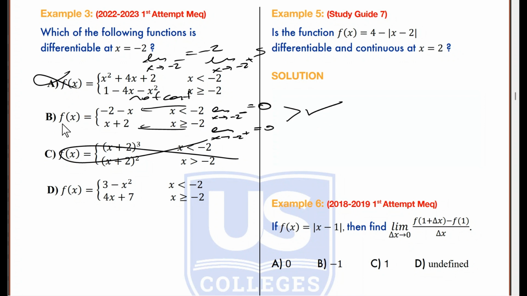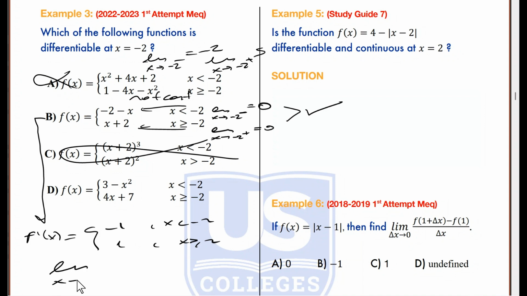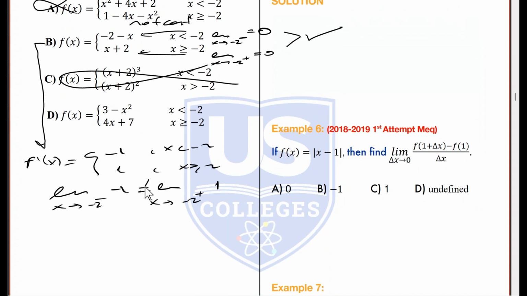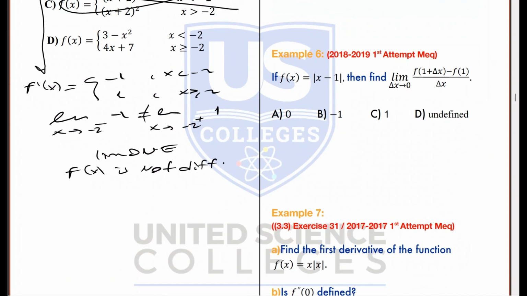Now I can continue with the derivative for option B. So what is f prime? It is negative 1 for the first condition, 1 for the second condition. So does the limit exist from left and from right? From left, negative 1. From right, 1. So negative 1 is not equal to 1. So the limit does not exist. Then we say f of x is not differentiable. So option B is also false. Last option, apparently, this is our answer.